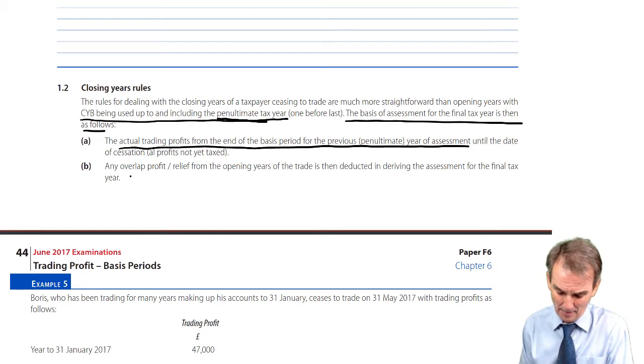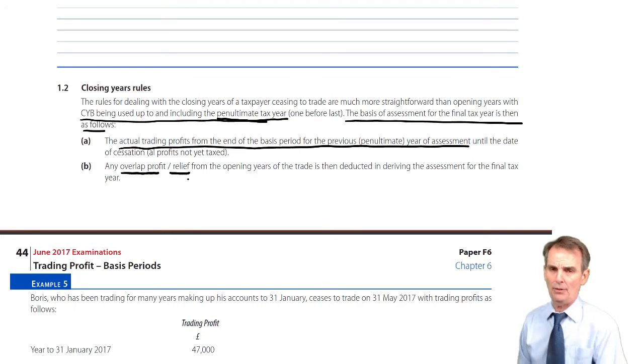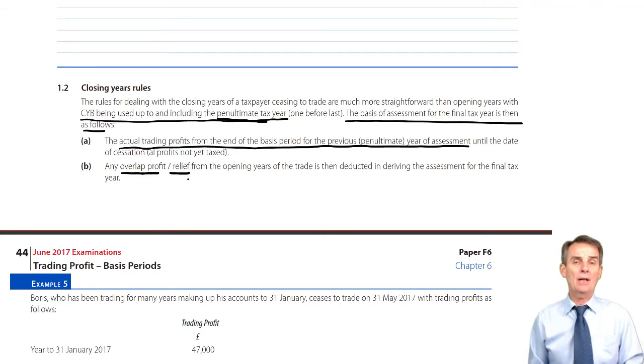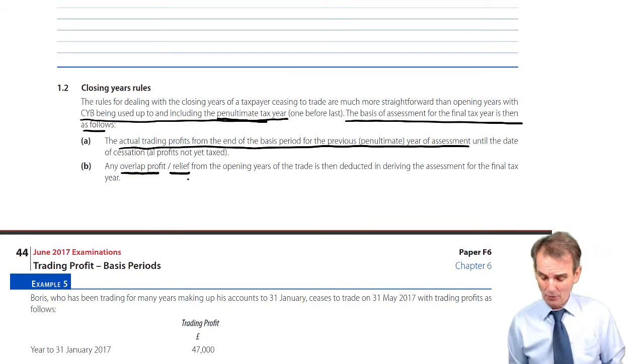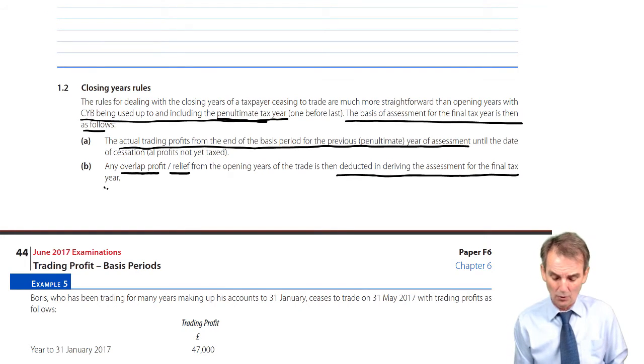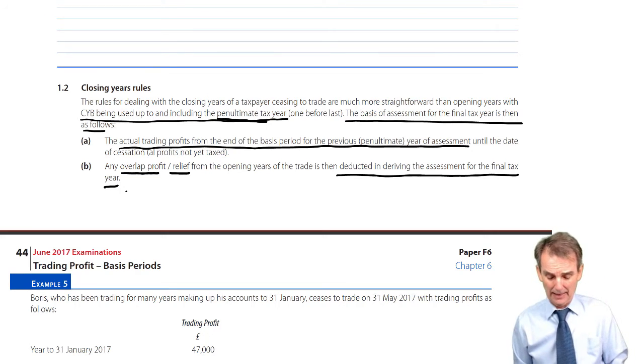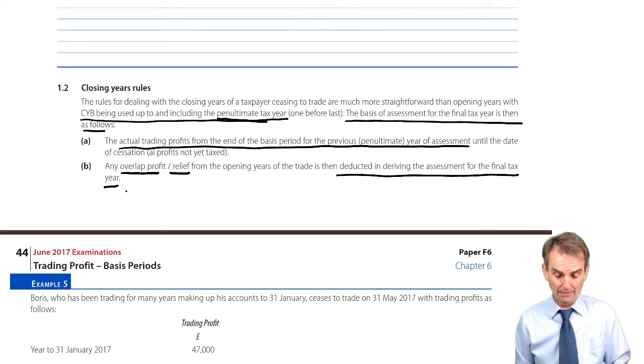taking you through to the date of cessation. Remember then, any overlap profit, sometimes known here as overlap relief, the terms can be used synonymously when dealing with a closing years example. Any overlap profits that arose in opening years may now be credited back. They will be deducted here in deriving the assessment for what now is the final tax year, and that deduction, you can label as overlap relief.